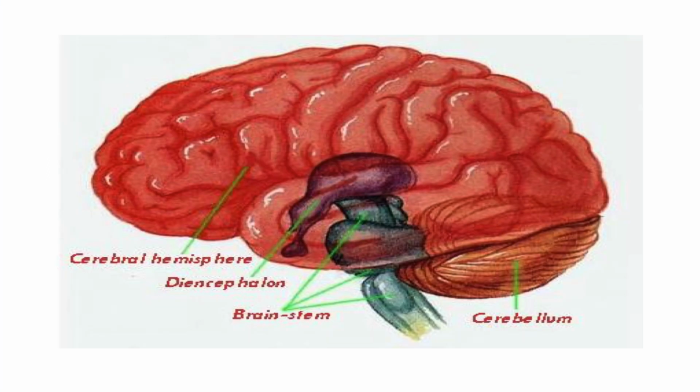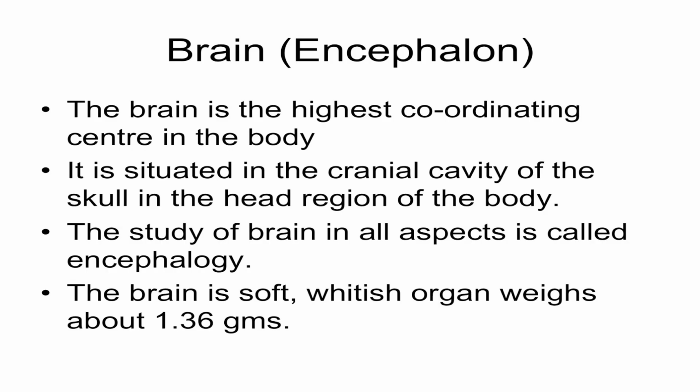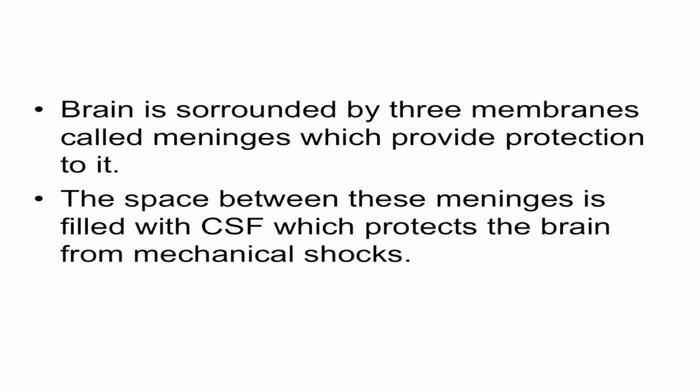The brain is the highest coordinating center in the body, situated in the cranial cavity, in the skull of the head region of the body. The bones of the cranium protect it from any mechanical injury. The brain is protected by three membranes called meninges. The brain is a very soft, whitish organ. It forms about 98% of the total nervous system.